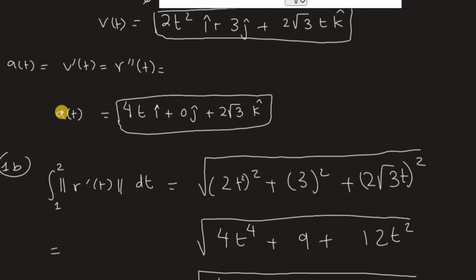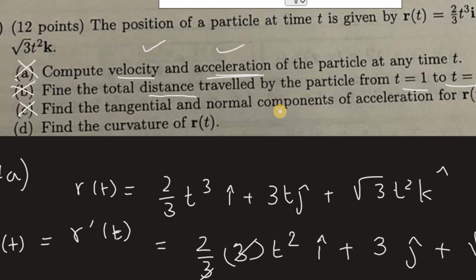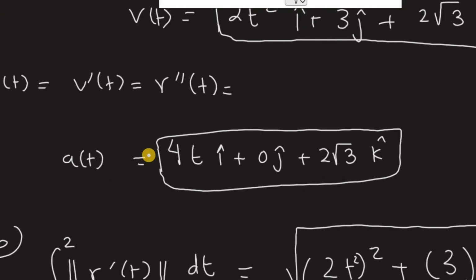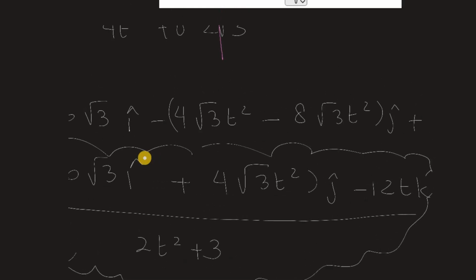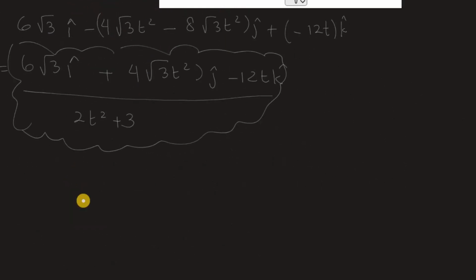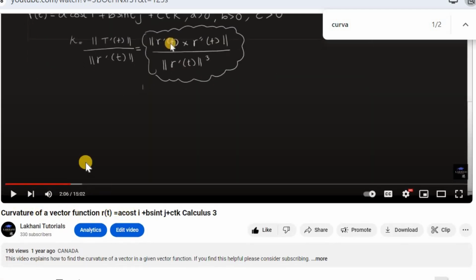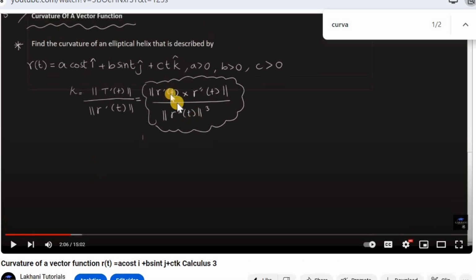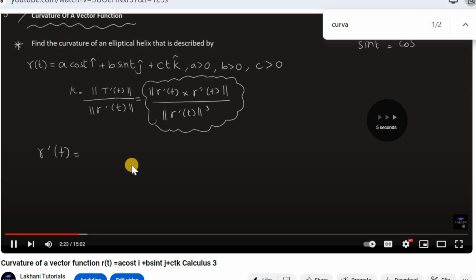So what is our next question now? We have just calculated for the A tangential and A normal. Now 1D is to find the curvature of the vector function. Okay, so first we are looking for the formula to find the curvature of the vector function. Okay, if you guys have seen this video where I've explained curvature of a vector function. So here I've shown you guys how to calculate the curvature of a vector function. I showed you guys this is the formula to find it.